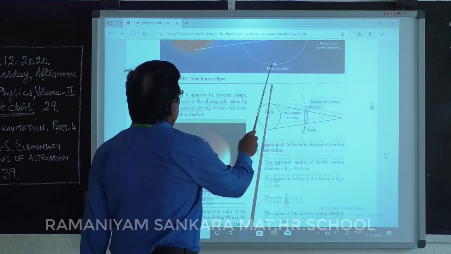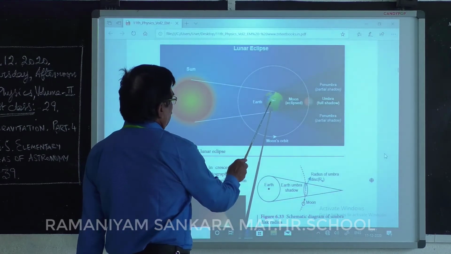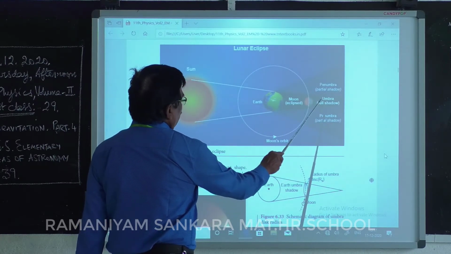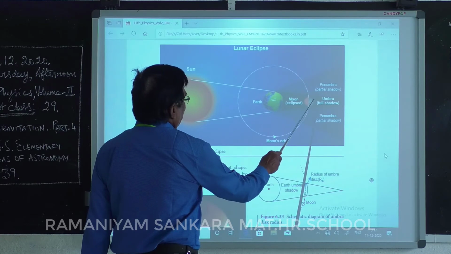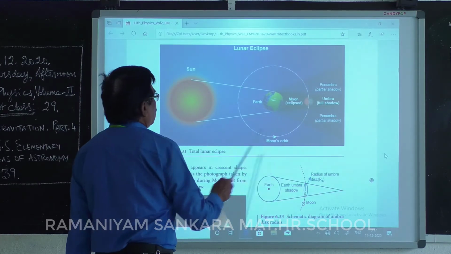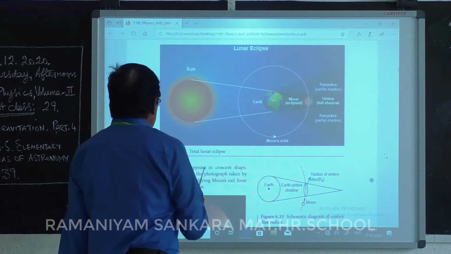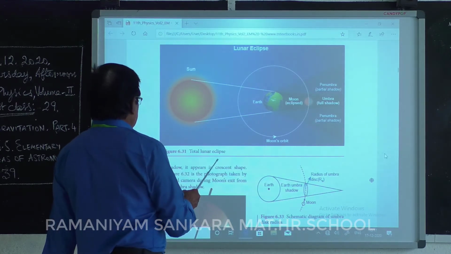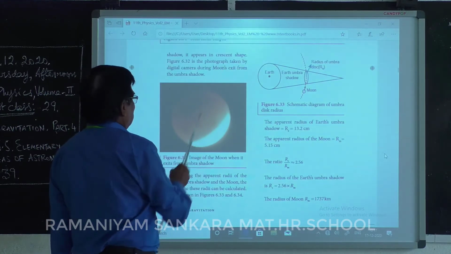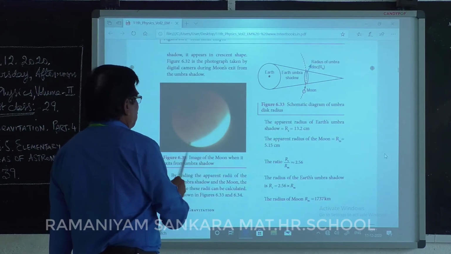See the diagram here. Earth, sun, here is the moon. So, the earth's shadow falls on it. This portion is umbra and these two portions are penumbra, the partial shadow, on the moon's orbit. You should know how to draw the diagram. Total lunar eclipse, and it appears in crescent shape. This is called crescent shape, where partly you get the light.